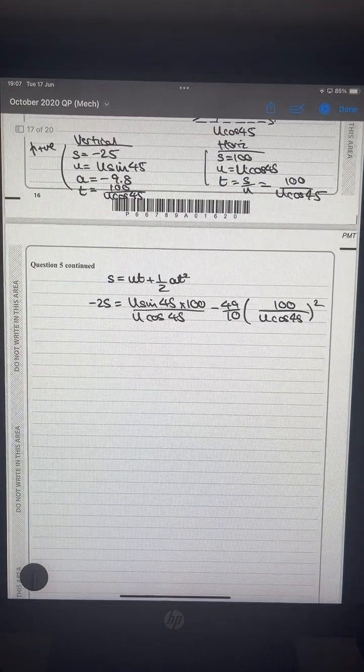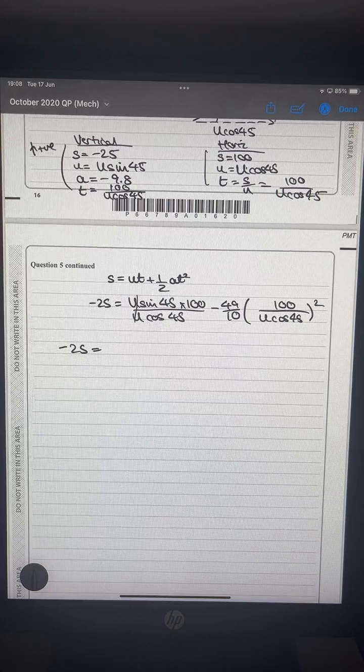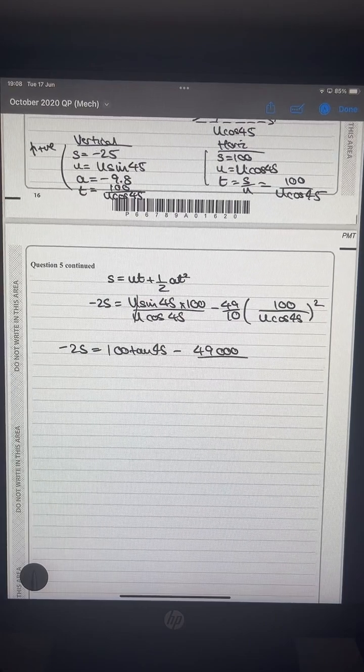Now don't be put off. Projectiles questions love to use trig identities and obnoxious trig looking things. So I'm going to go through this and see what I can do. So negative 25 equals, well, my u's can cancel here. Sine over cos of any angle, remember that if they're the same, it's just tan. So this is 100 tan 45. And if I evaluate this thing out by squaring it, I get minus 49,000 over u squared cos squared of 45 degrees.